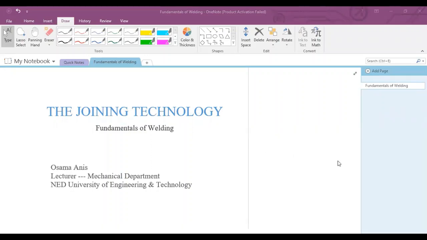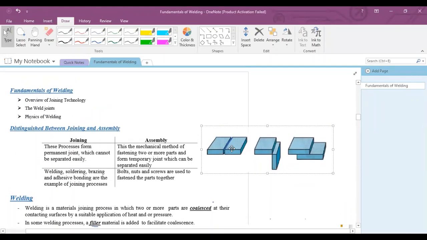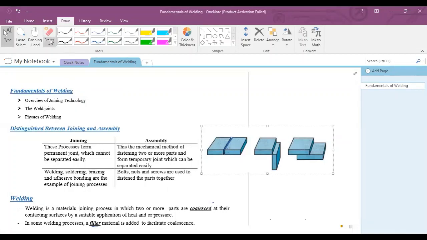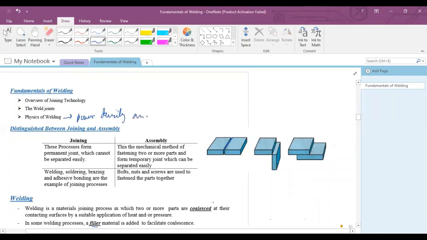In the fundamentals of welding, I will explain an overview of joining technology. What are the parameters and components used in the welding process or in joining technology? What are the different types of weld joints present during the welding process, or what kind of joints can we weld together? And the physics of joining technology, or physics of welding. In the physics of welding, I will cover two concepts: power density and heat balance.